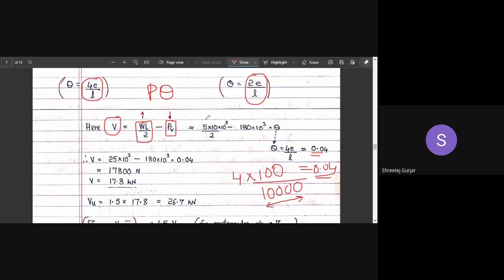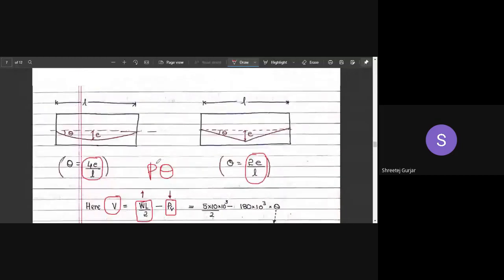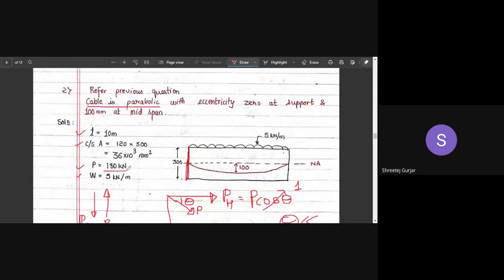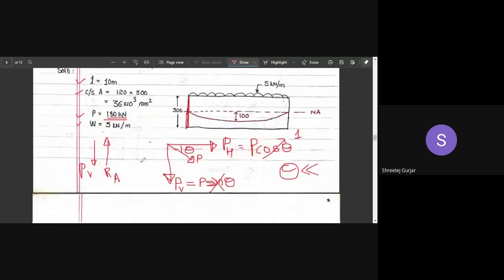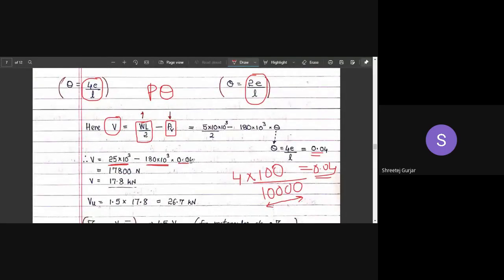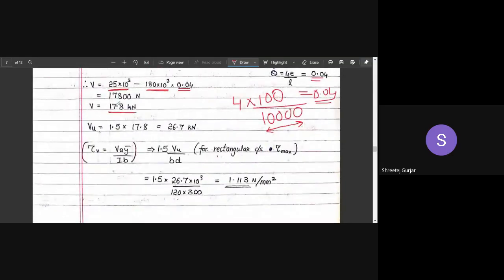This particular reaction we know is 25 kilonewton, and the P value is given as 180 in the question. P value is 180 into theta, that is 0.04. So the V value is 17.8 kilonewton. Now don't forget to multiply by the factor of safety to calculate the ultimate shear force. Multiply by 1.5, and you will get the ultimate shear force as 26.7 kilonewton.